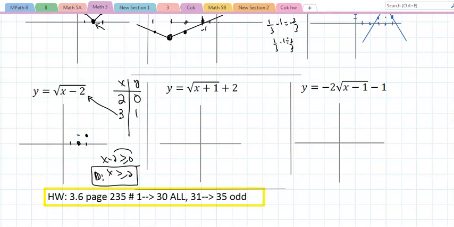Now I know what the shape looks like. I want a third point. You don't have to, but let's get a third point. Does it make sense to put a 4? If I put a 4 in there, isn't that the square root of 2? I don't have a calculator. How about 5?